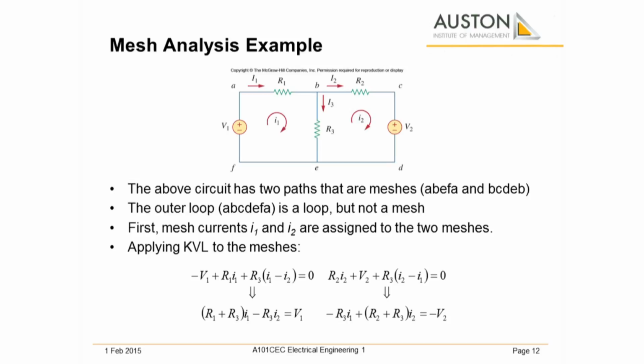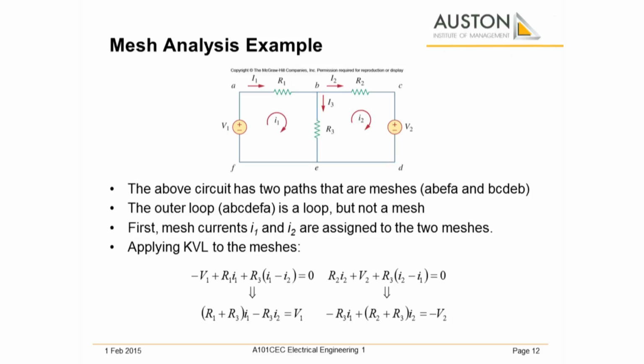Rearranging the variables, we can come up with the quantity R1 plus R3 multiplied by I1 minus R3 multiplied by I2, and this is equal to V1. Let us label this as equation 1. Now, let us go to mesh 2.